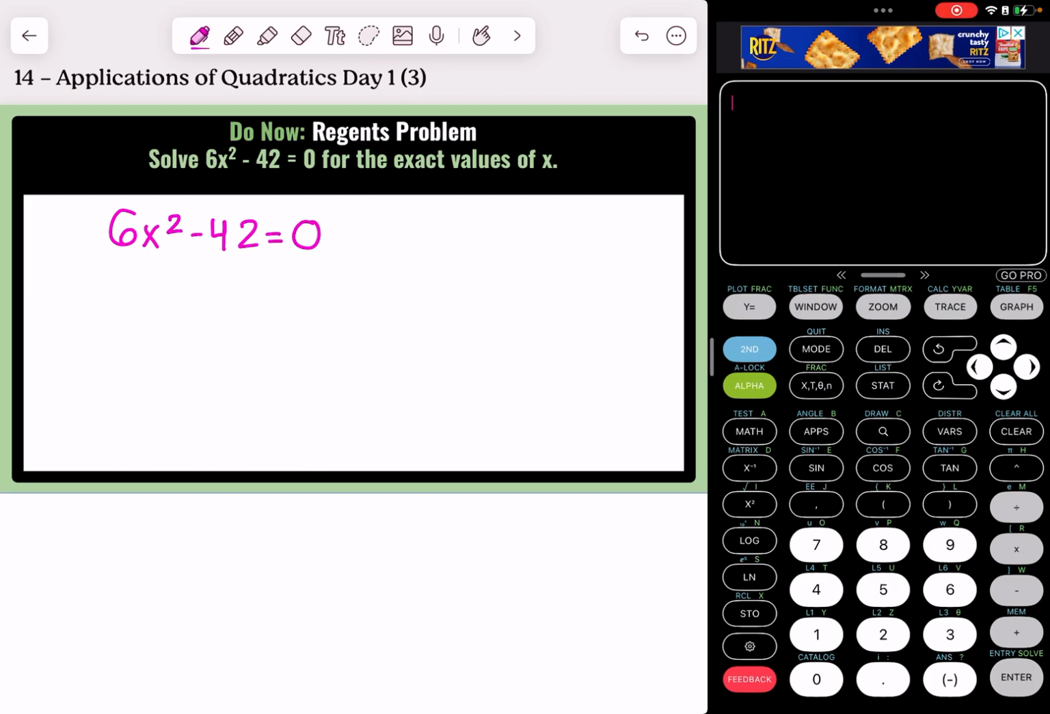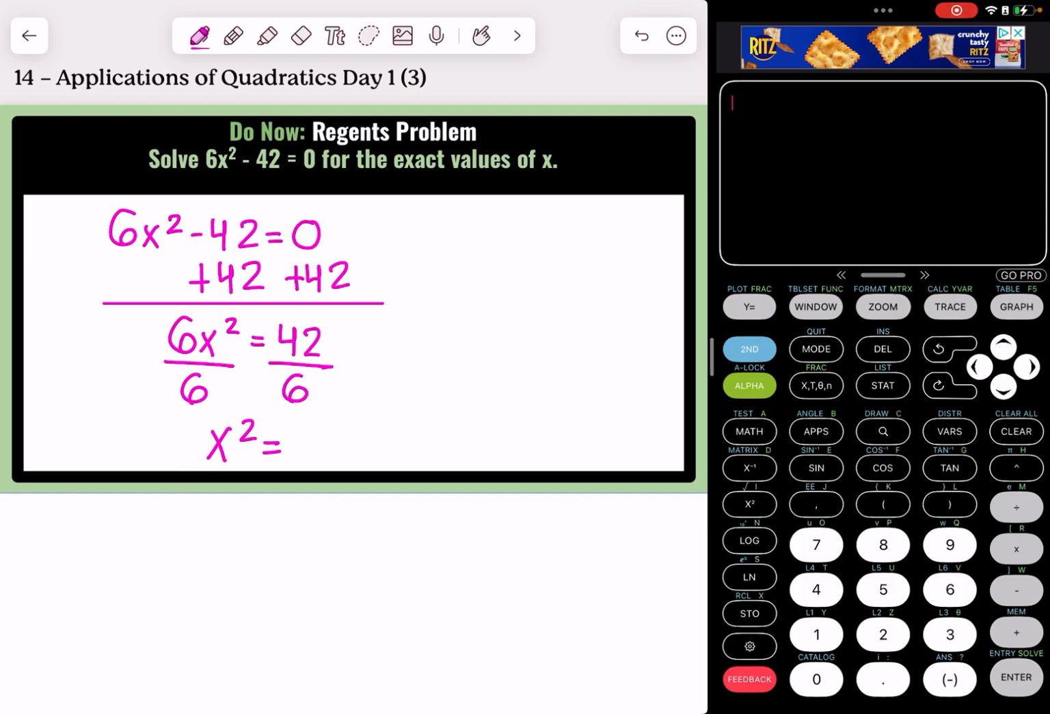Alright, so I don't want that minus 42 there, so I'm going to add 42 to both sides because I'm trying to get this 6x squared by itself. This is just one way you could solve it. So then this would give me 6x squared equals 42. Then I want to get rid of this 6, so I'm going to divide by 6. So I would get x squared equals 42 divided by 6, which gets me 7.